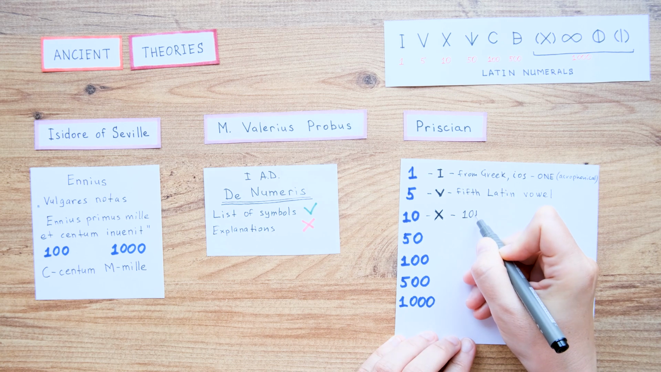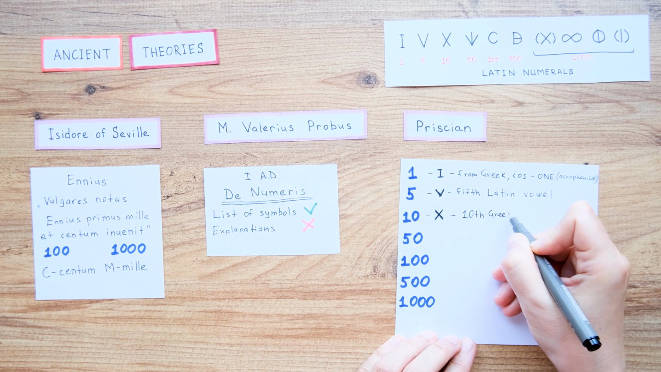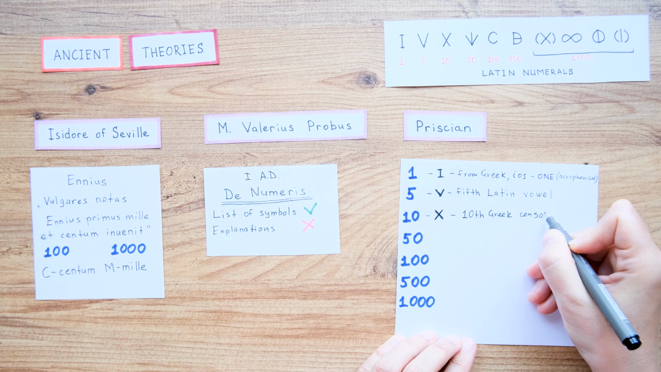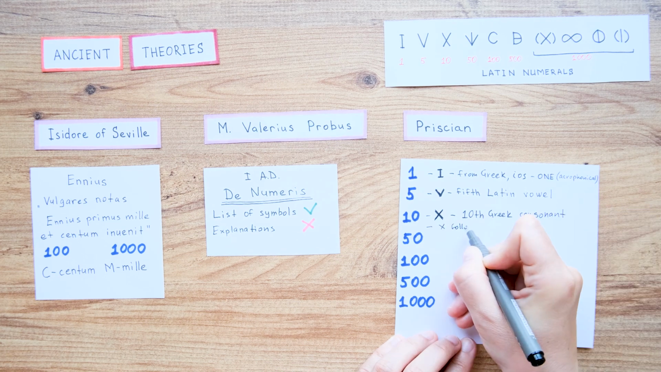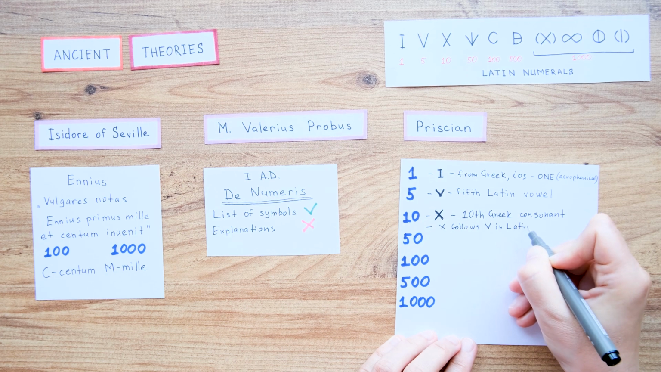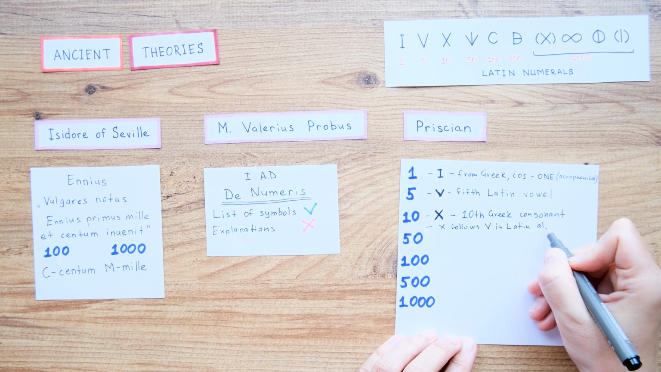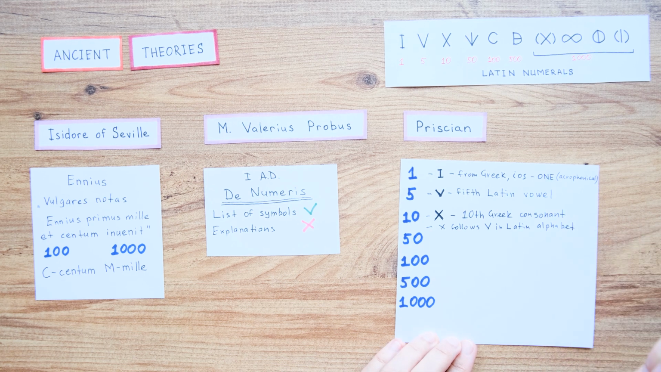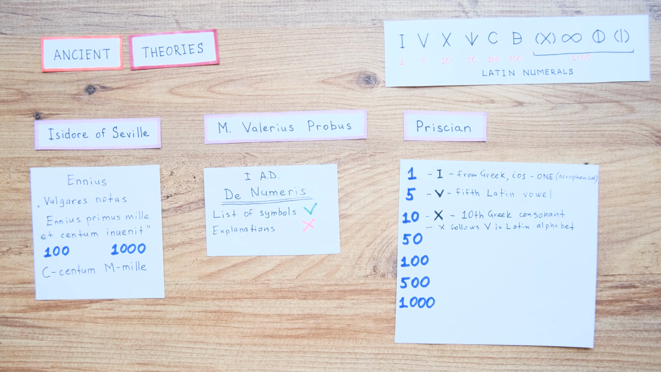For the X for 10, Priscian has two explanations. First, because it is the 10th Greek consonant. Now he switched to the Greek alphabet. And second explanation, because X follows V in the Latin alphabet. And this dual suggestion shows that he has no idea how X for 10 originated. And this sounds even more strange than the story about V.